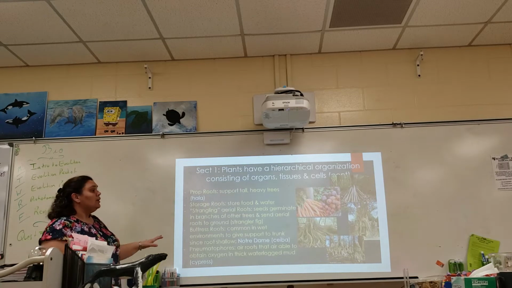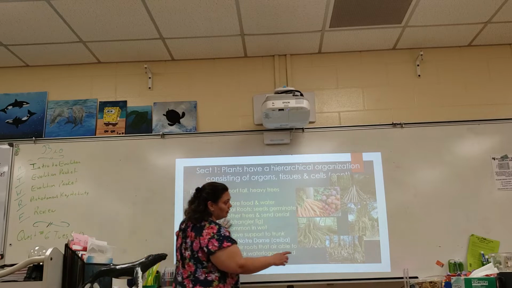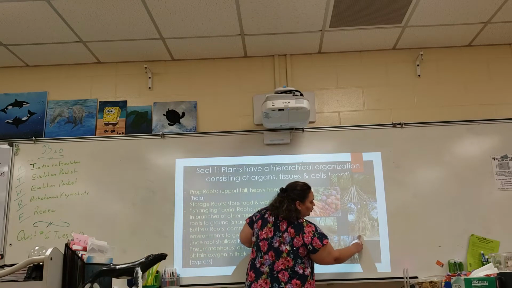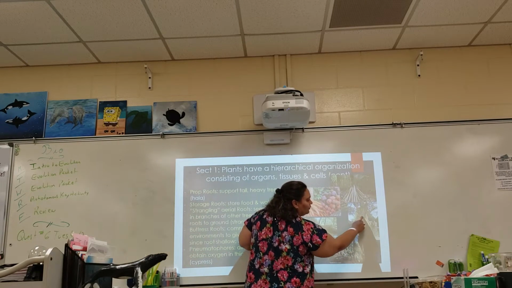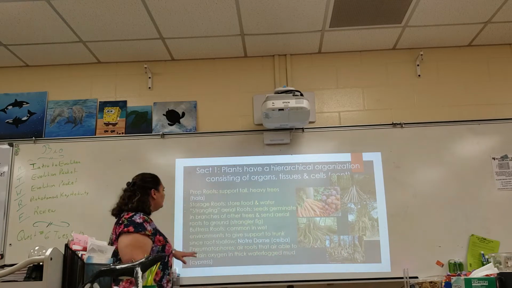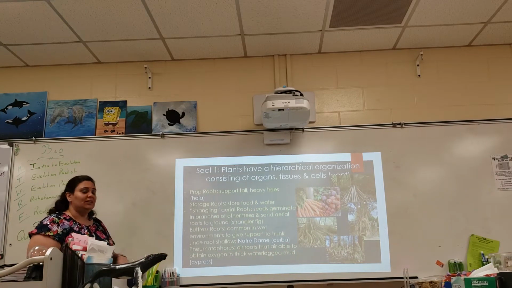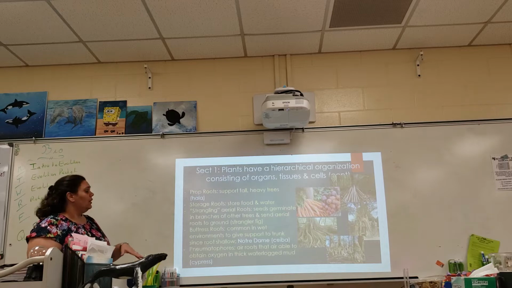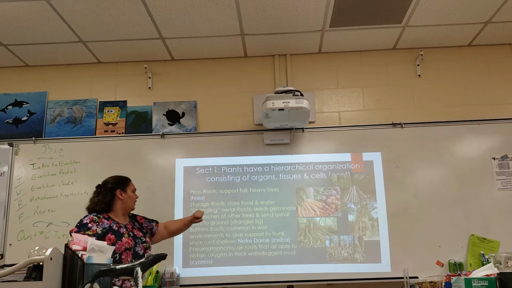My apologies. You've got strangling aerial roots. I don't know if you can tell in this picture, but that is a doorway. That is how high up the roots are with the plant growing above it. Seeds germinate in the branches of other trees, and then they'll send aerial roots to the ground. All right, and that's called the strangler fig in that one.